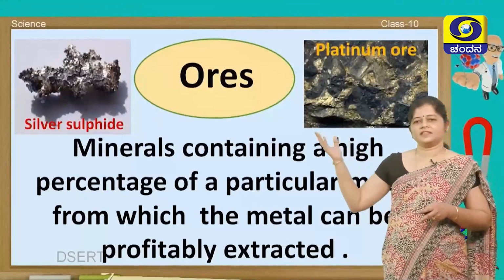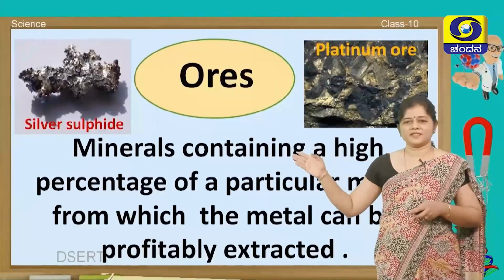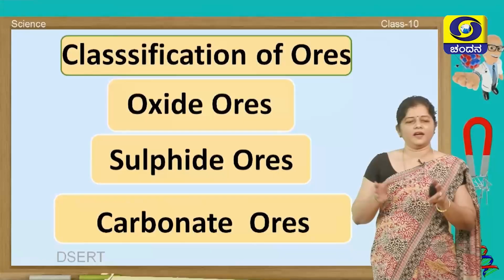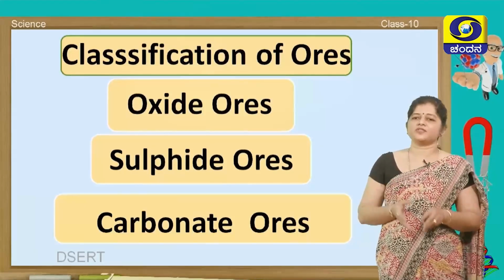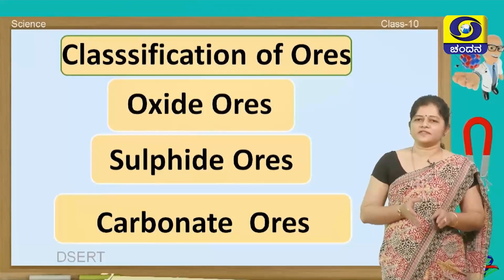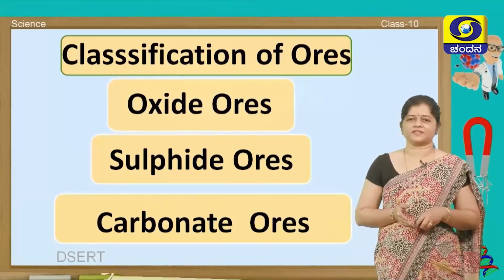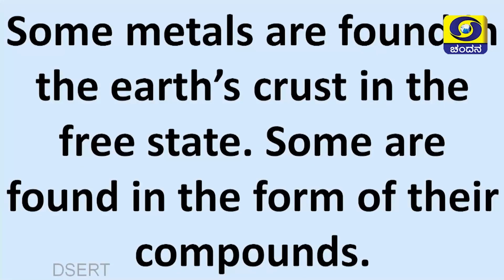You can see here, this is the platinum ore, that is the sulfide ore, that is the silver ore. Here there are various ores, a lot of ores seen here, you can just go through them. So we saw that there are so many ores, and these ores, based on their compositions, are classified as oxide ores, sulfide ores and carbonate ores. Some metals are found in the Earth's crust in the free state. Some are found in the form of their compounds.